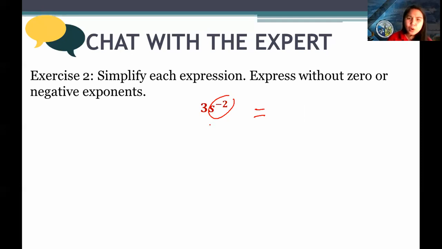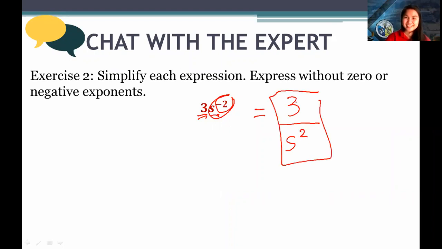No, AP. Why did you transfer 2 only? Oh, there, Ali. Very good. Now, here, 3 does not have a negative exponent, so it stays on top. S has a negative exponent, so it must transfer down. Just copy S and the negative exponent will become positive. S squared. This is now the answer.